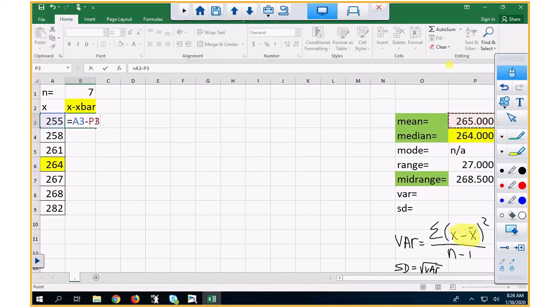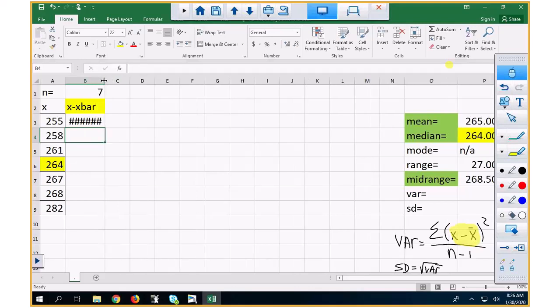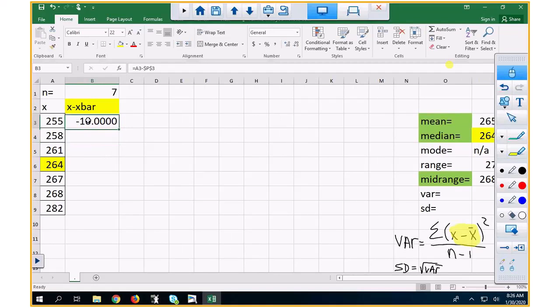So I'm going to lock P3 by hitting F4. For those that know what I'm talking about, write that in your notes. For those that have no idea, take CPT 170 and learn how to use Excel, because Excel and PowerPoint are two of the things that you're going to see in the real world that some of you don't have a clue about. Enter. And I'm going to copy that down.